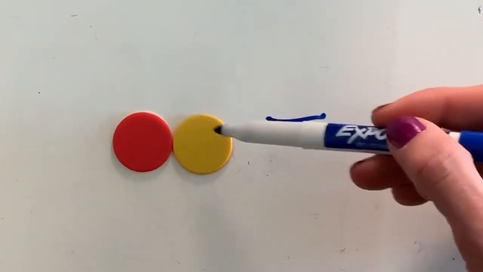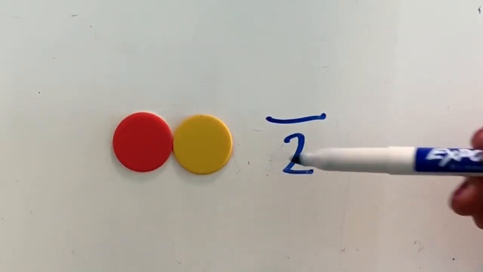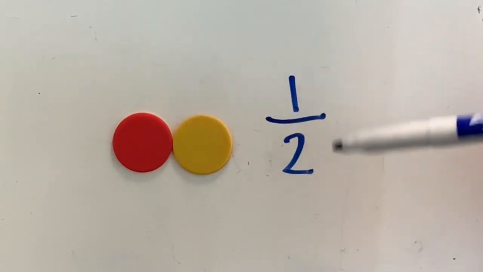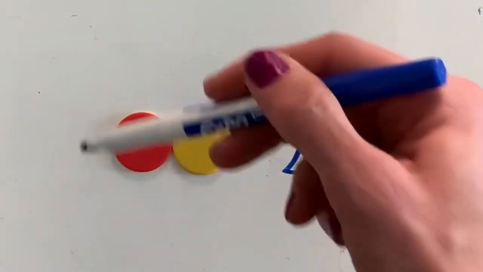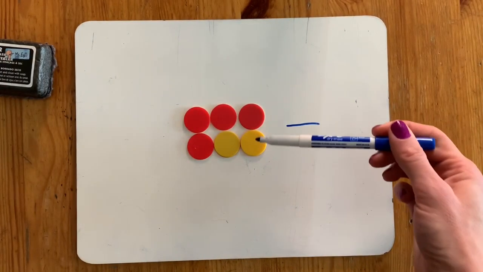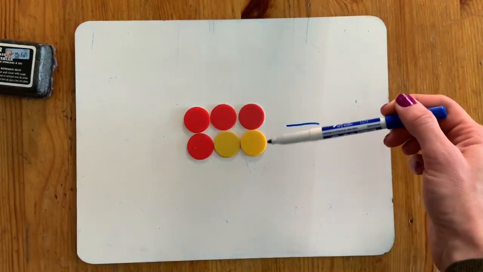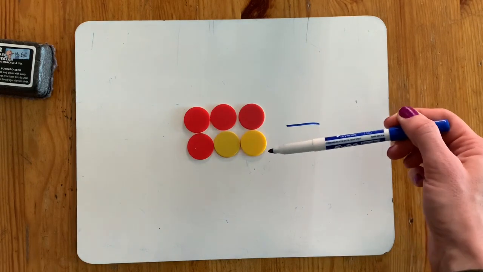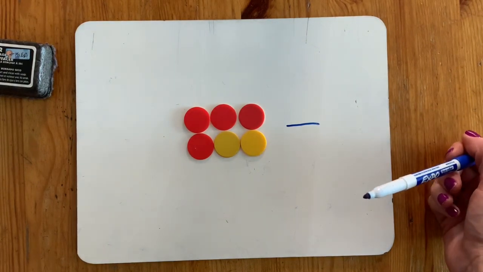There's 2 counters. And how many are yellow? 1. And that's why we write 1/2. 1/2 of the counters are yellow. This group, what fraction of the counters are yellow? First, let's see how many we have.